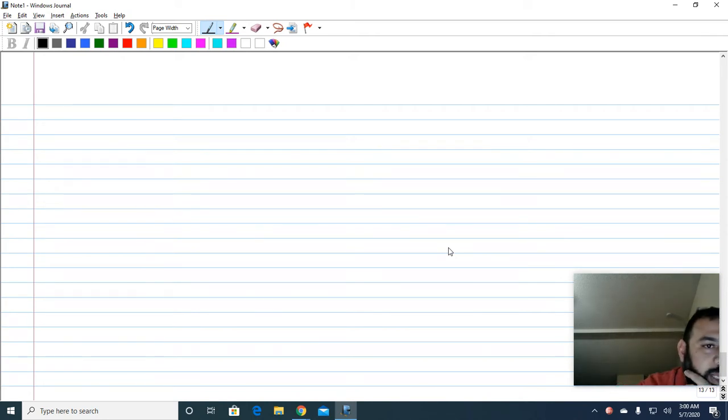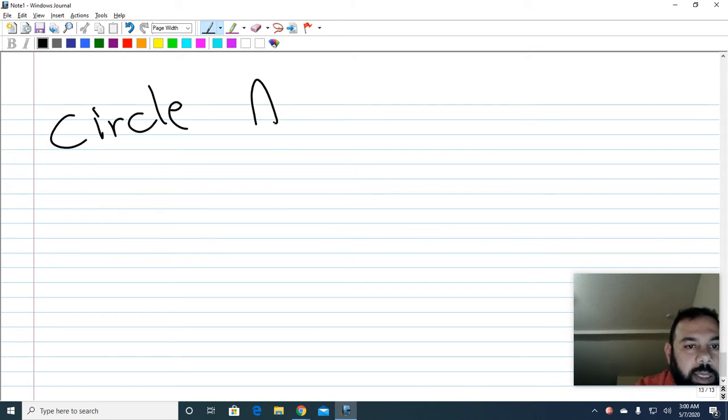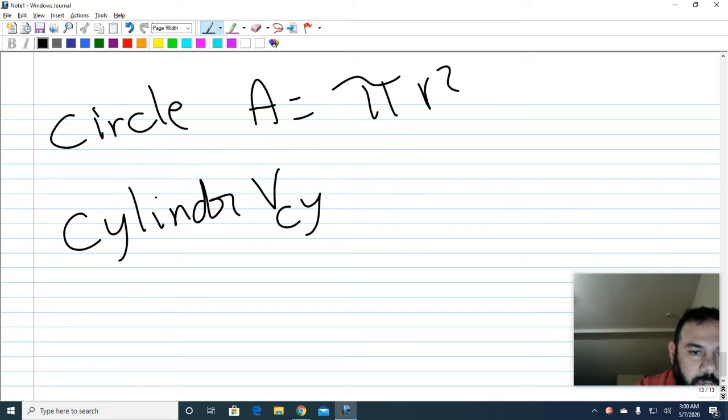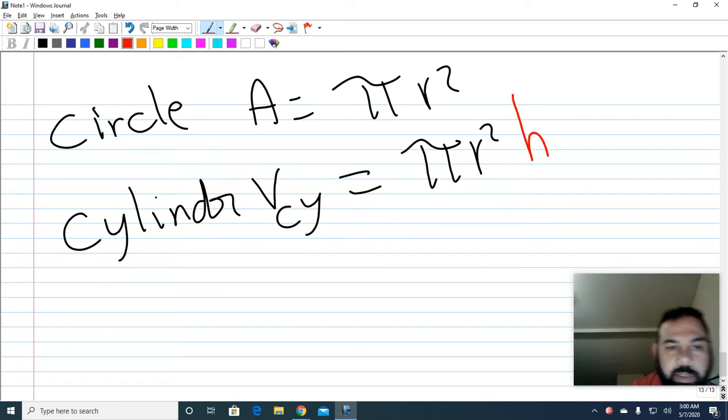Very quickly, last time we said as a basic thing for a circle, which is a 2D shape, area equals pi r square. And for a cylinder, we said that the volume of a cylinder equals pi r square, multiplied by the height of the cylinder.